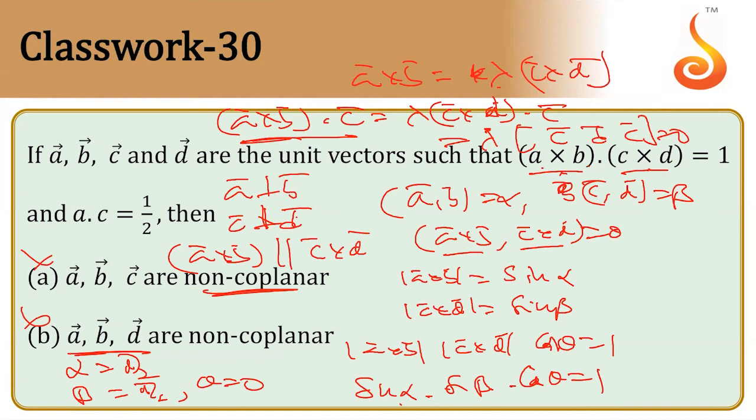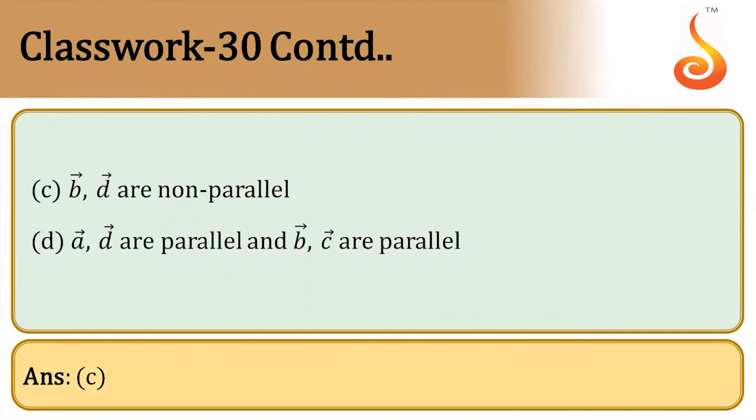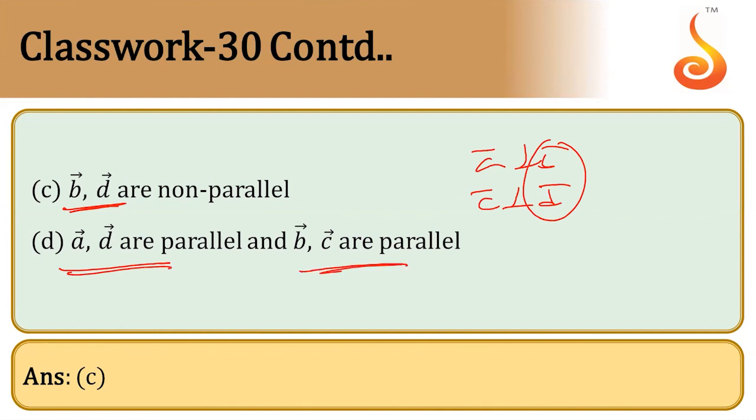So now, which is the option? You can go for option C. B and D are non-parallel vectors. That's the only possibility. A is perpendicular to B, C is perpendicular to D is given. This is not parallel; the cross product is parallel. A cross B is parallel. This is the only possible case. A and D are parallel, B and C are not parallel. It's not possible. So the only choice is that B and D are non-parallel vectors. Okay, that is the answer here. You can take it. Okay, that's all for these vectors. Have a nice day.